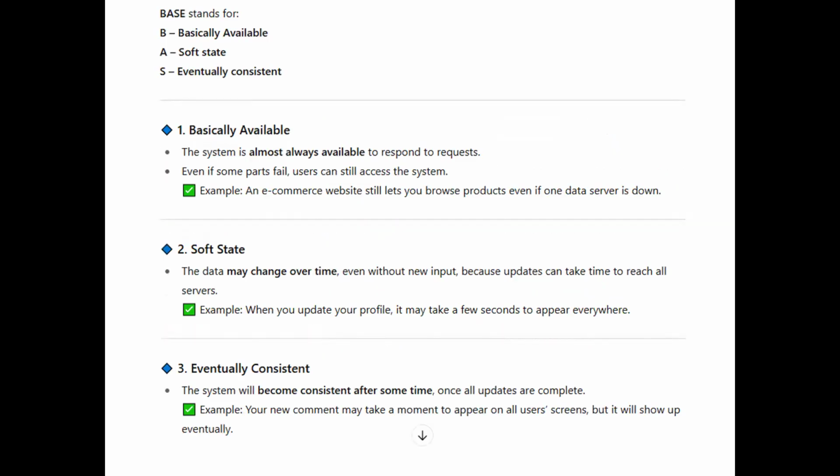Next, another property of DBMS is the BASE property. BASE stands for basically available, soft state, eventually consistent. Basically available means the system is almost always available to respond to requests. Even if some parts fail, users can still access the system. For example, an e-commerce website still lets you browse products even if one server is down. Then soft state: the state may change over time without new input because updates can take time to reach all nodes. Eventually consistent means it becomes consistent after some time, once all updates are completed.